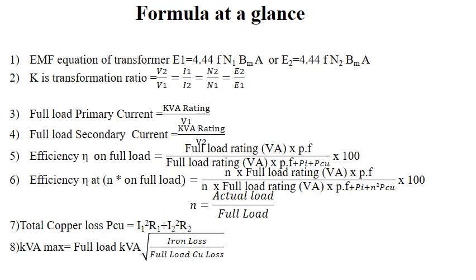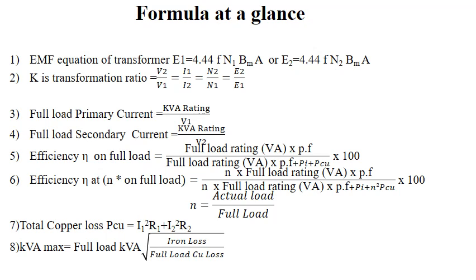Similarly for E2, the mutually induced EMF in the secondary winding, we'll have 4.44 F into N2 into BM into A. Proceeding to the second formula, the transformation ratio, that is V2 by V1 equals I1 by I2 equals N2 by N1 equals E2 by E1. Remember that transformation ratio and turns ratio are two different ratios. Turns ratio is N1 by N2, that means the inverse of the transformation ratio.